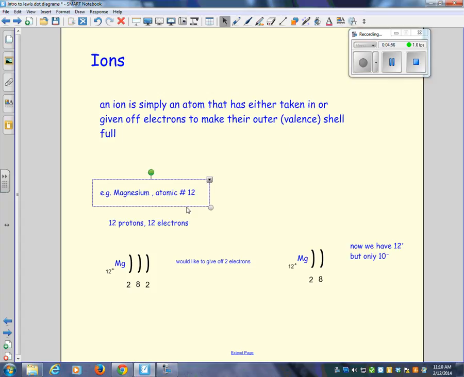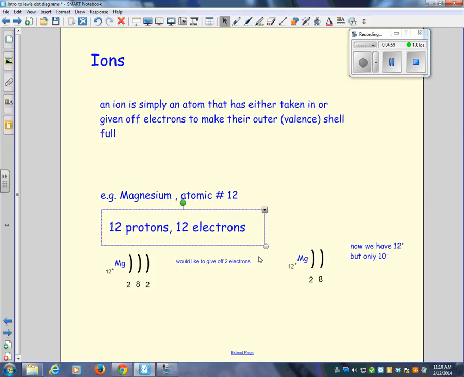For example, magnesium has an atomic number of 12. What does that mean? It means it has 12 protons and 12 electrons. Okay? What's its overall charge? Protons are positive, electrons are negative. Its overall charge is a big fat 0, exactly.